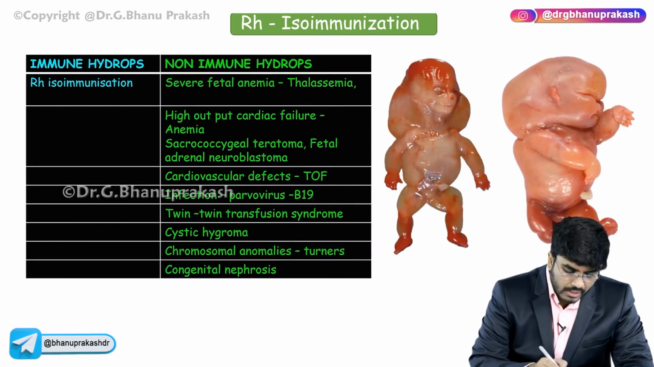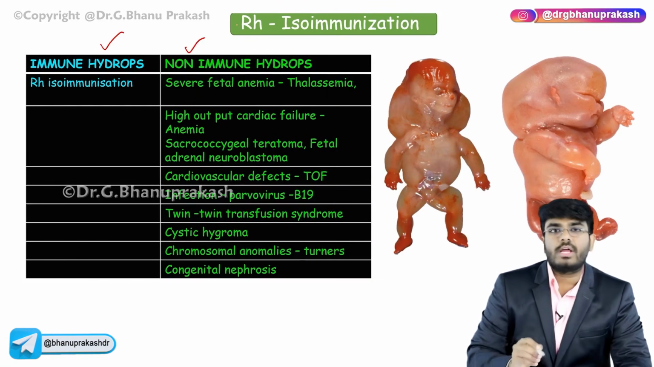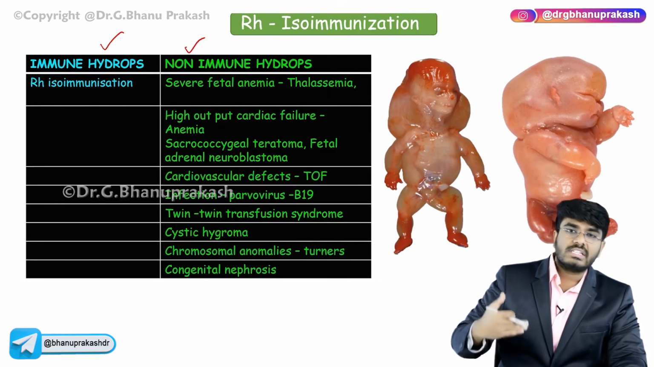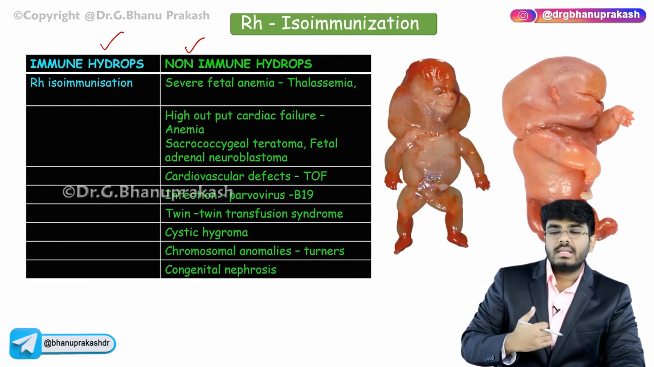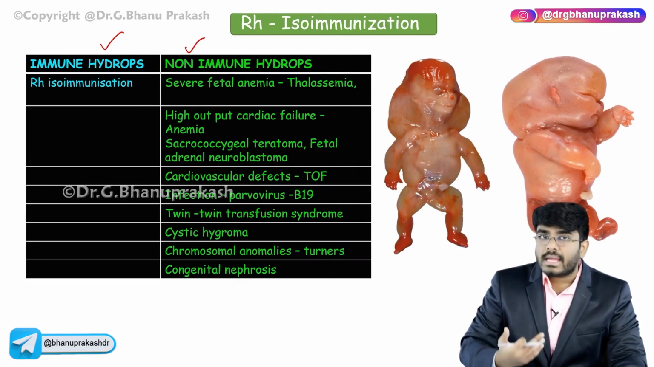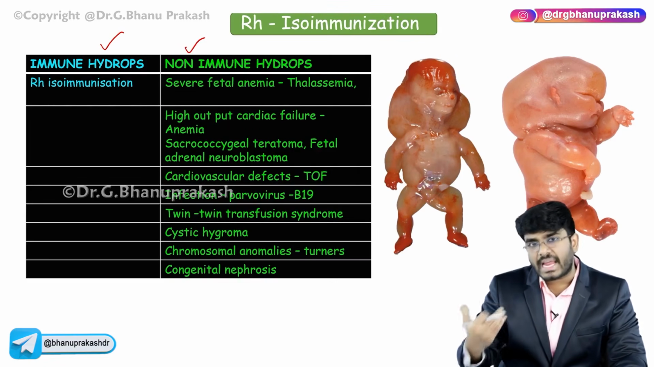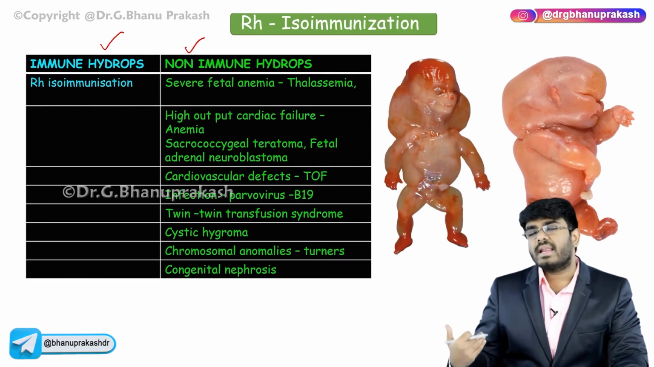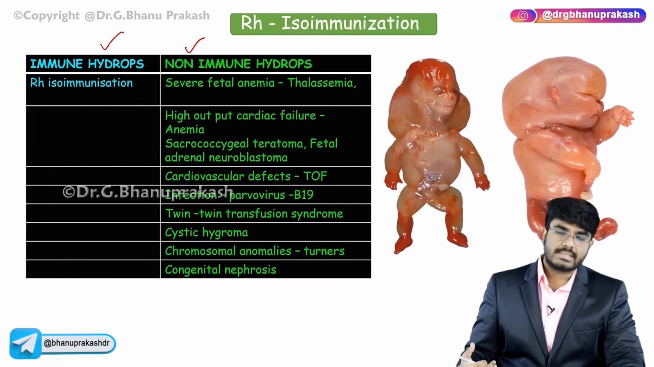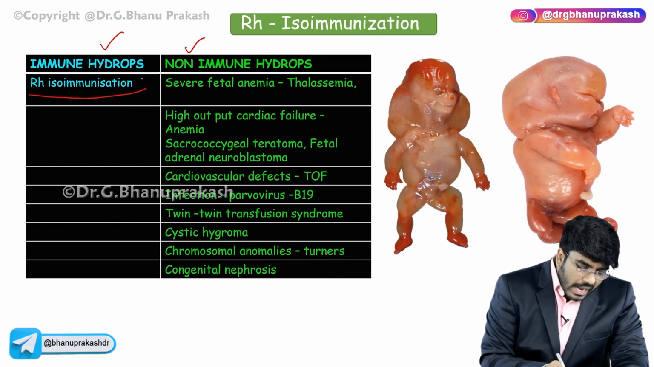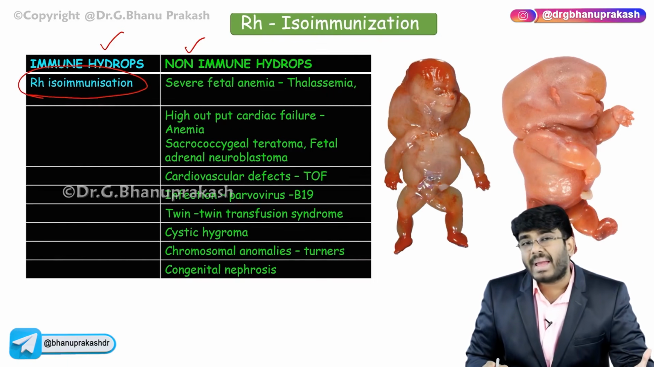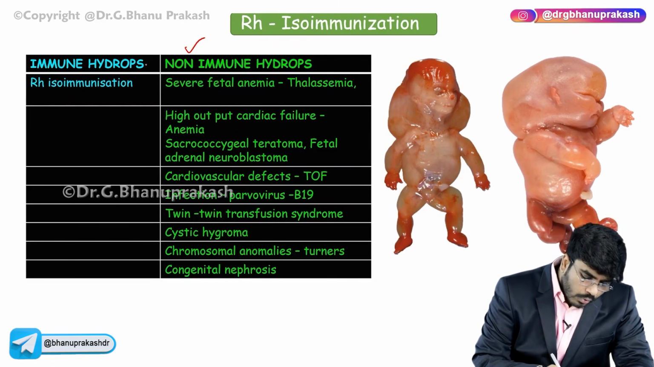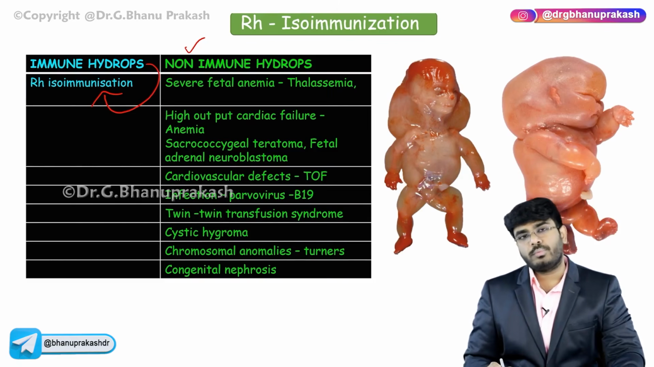Now this Hydrops is of 2 types: immune Hydrops and non-immune Hydrops. Immune Hydrops means, because of immune system dysfunction, the maternal immune system is getting sensitized. So the maternal immune system is producing IgG antibodies. They are coming to the fetus, destroying the fetal RBCs, leading to severe anemia, Hydrops fetalis. So RH isoimmunization or RH incompatibility is an example of immune Hydrops.